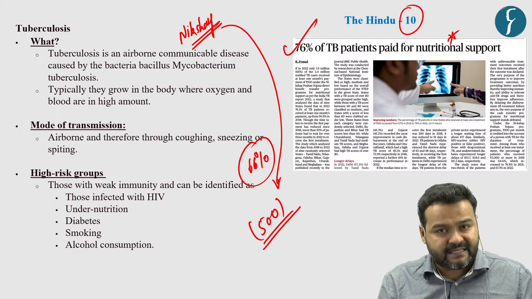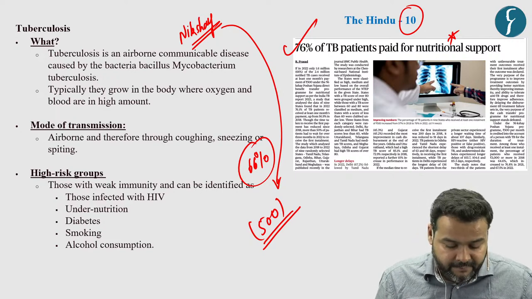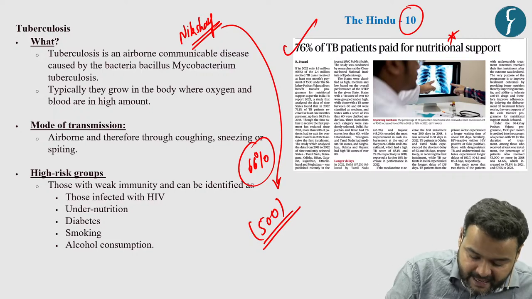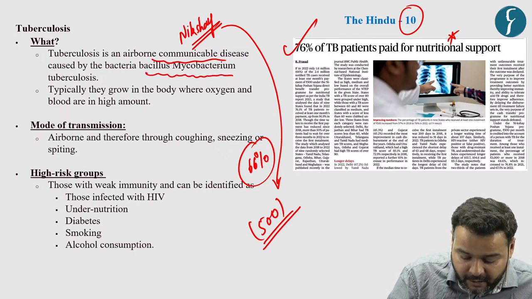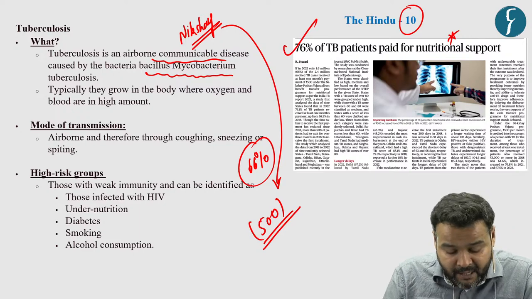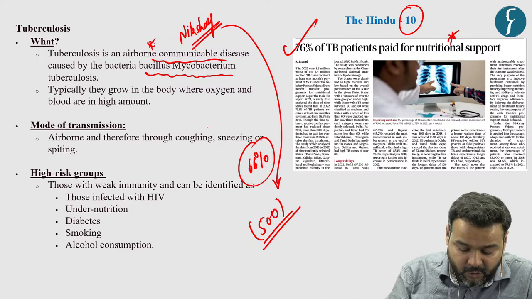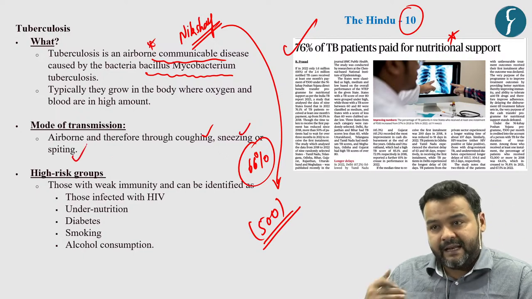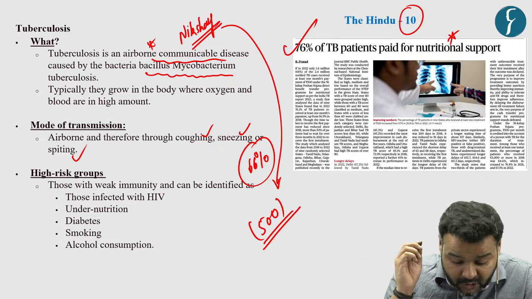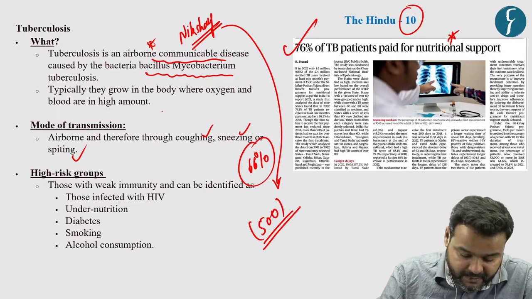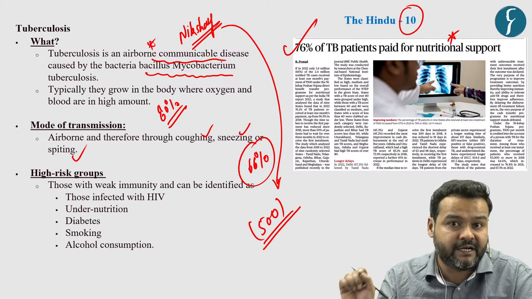So, we will cover the basics related to tuberculosis, which would be primarily useful from the prelims perspective. So, what is tuberculosis? This is an airborne communicable disease caused by the bacteria Mycobacterium tuberculosis. And as we said, airborne, typically they are spread through coughing, sneezing or spitting. Inside the body, they typically grow where there is a high amount of oxygen and blood. So that is why around 80% of TBs are pulmonary in nature, that is, they infect the lungs of the individual.